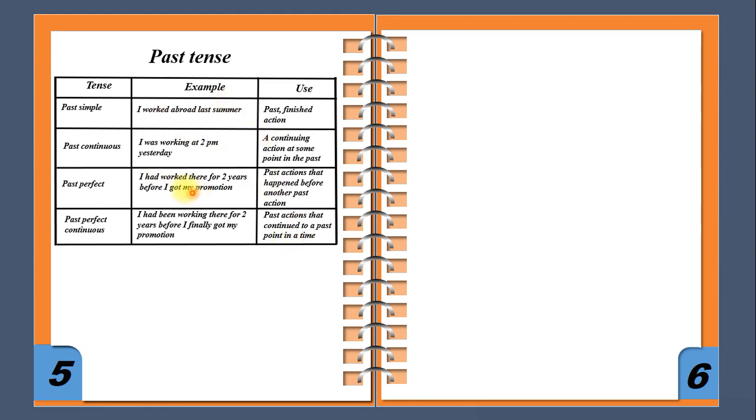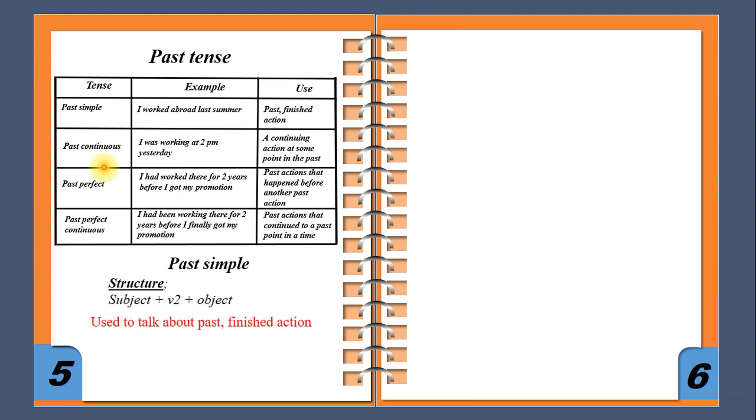So now let us see each one by one. Past simple structure: subject plus V2 plus object. It's used to talk about a past finished action. Okay, used to talk about a past finished action.